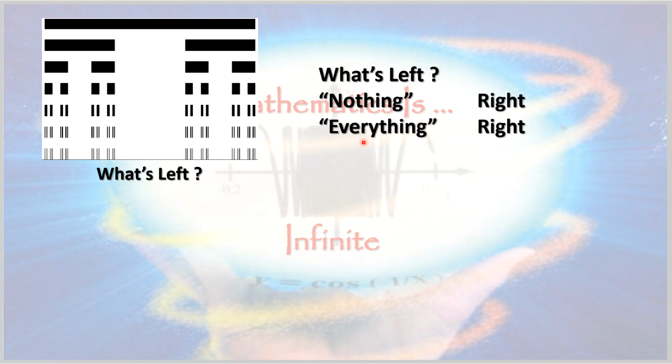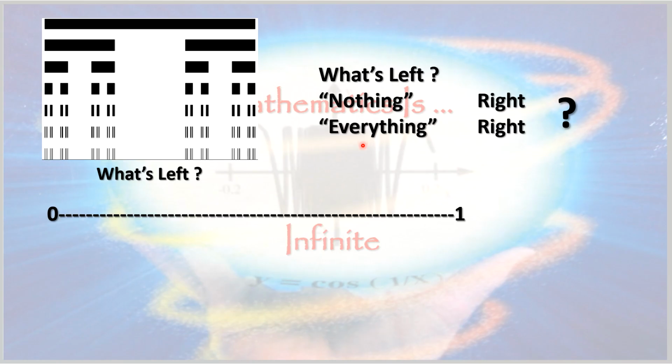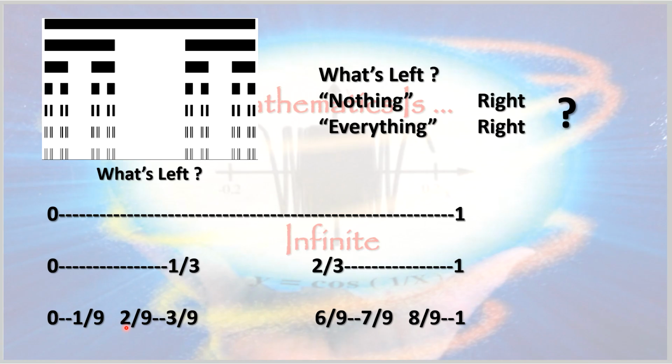Let's find out. Mathematically, you can start with the interval 0 to 1, throw out the middle third from 1/3 to 2/3. You now have 2 intervals, 0 to 1/3 and 2/3 to 1. Both of those, by the way, include their endpoints. When you divide 0 to 1/3 into thirds, you have 0 to 1/9, 1/9 to 2/9, and 2/9 to 3/9. Throw away the 1/9 to 2/9, leaving 0 to 1/9 and 2/9 to 3/9. On the back end, we're left with 6/9 to 7/9 and 8/9 to 1. And keep going. So what's left?